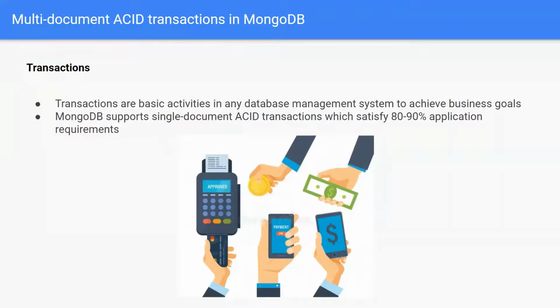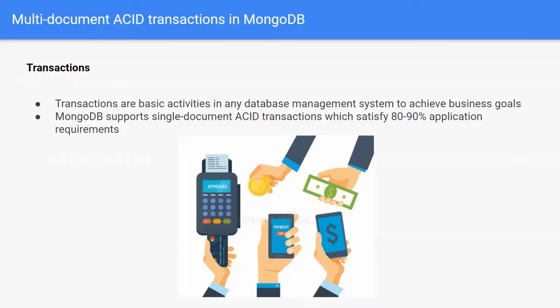We'll talk about transactions and what they are. Transactions are basic activities in any database management system to achieve business goals. MongoDB supports single document as well as multi-document transaction support and guarantees ACID transactions for its documents. These satisfy around 80 to 90% of application requirements, and we'll also talk about the other 10% and how multi-document ACID transaction support supports those use cases.